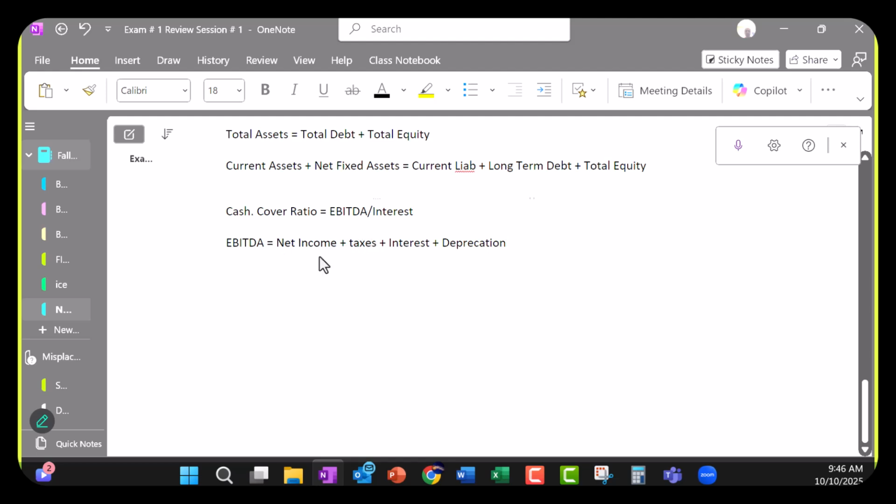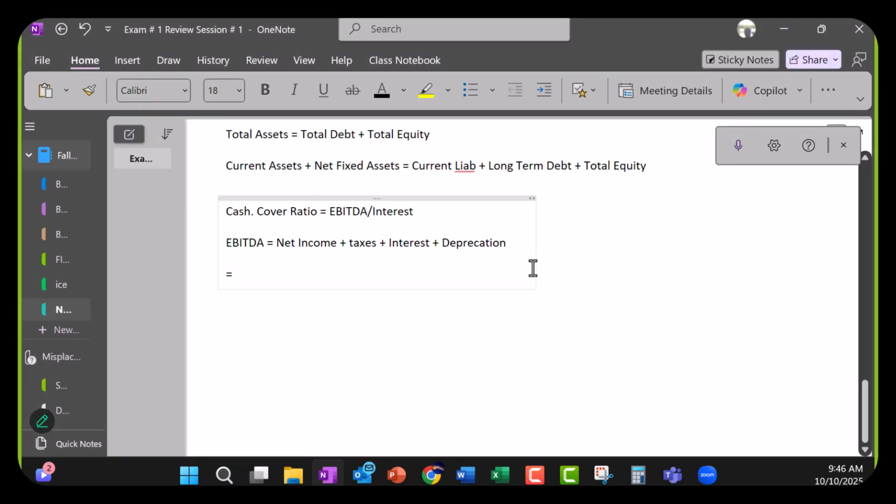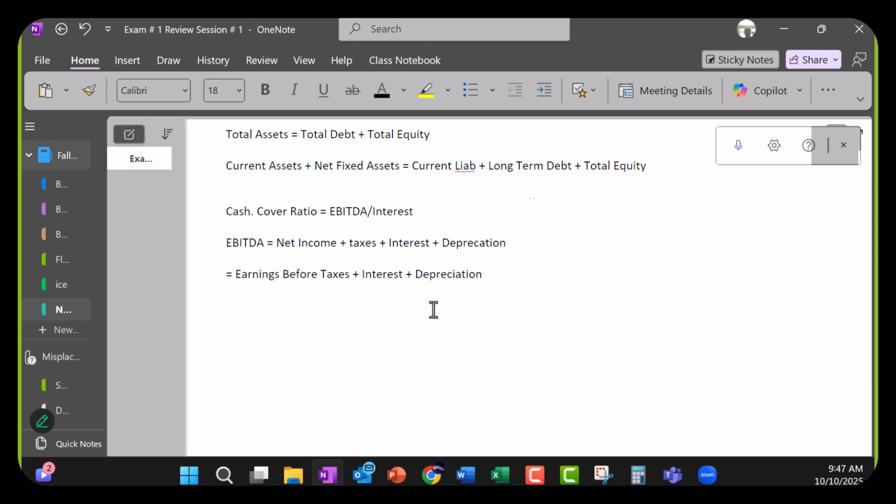Well, net income plus taxes has another name. Alternatively, this is equal to earnings before taxes plus interest plus depreciation. We already know interest and depreciation. If we can figure out that income, we're home, right?